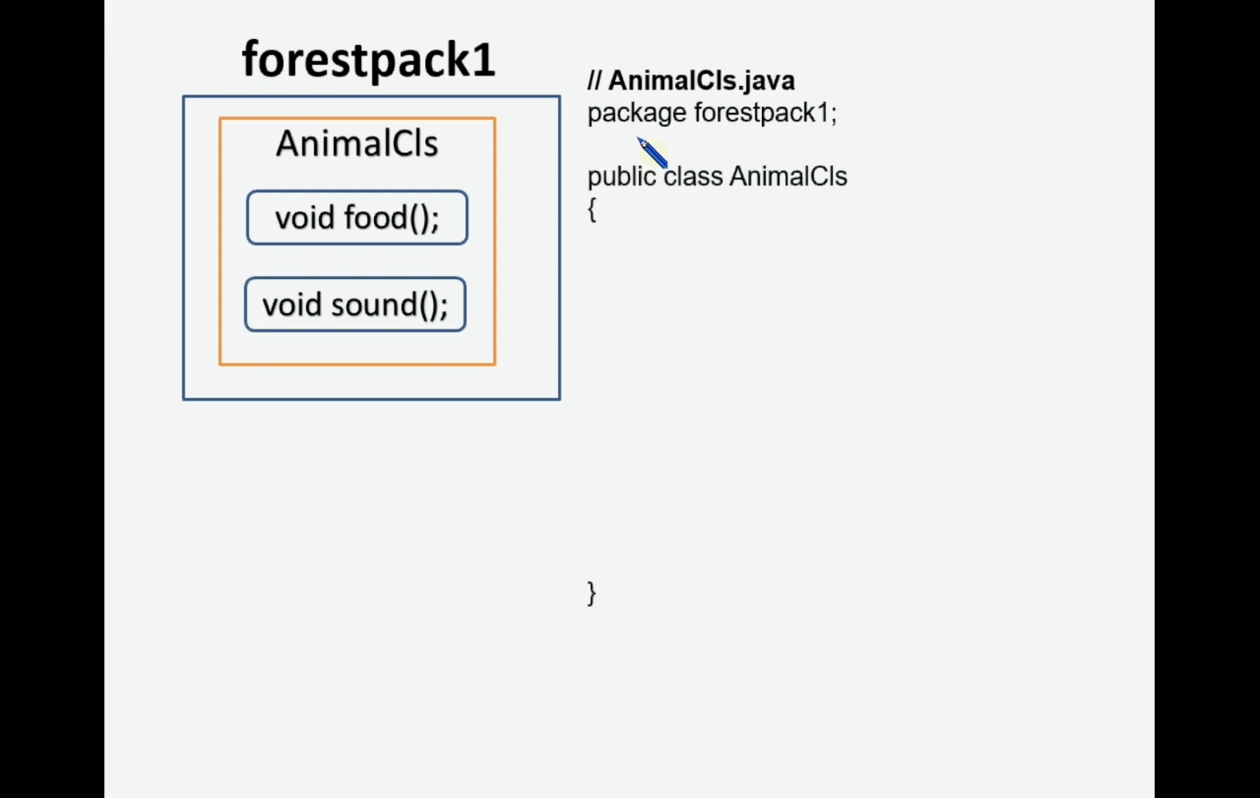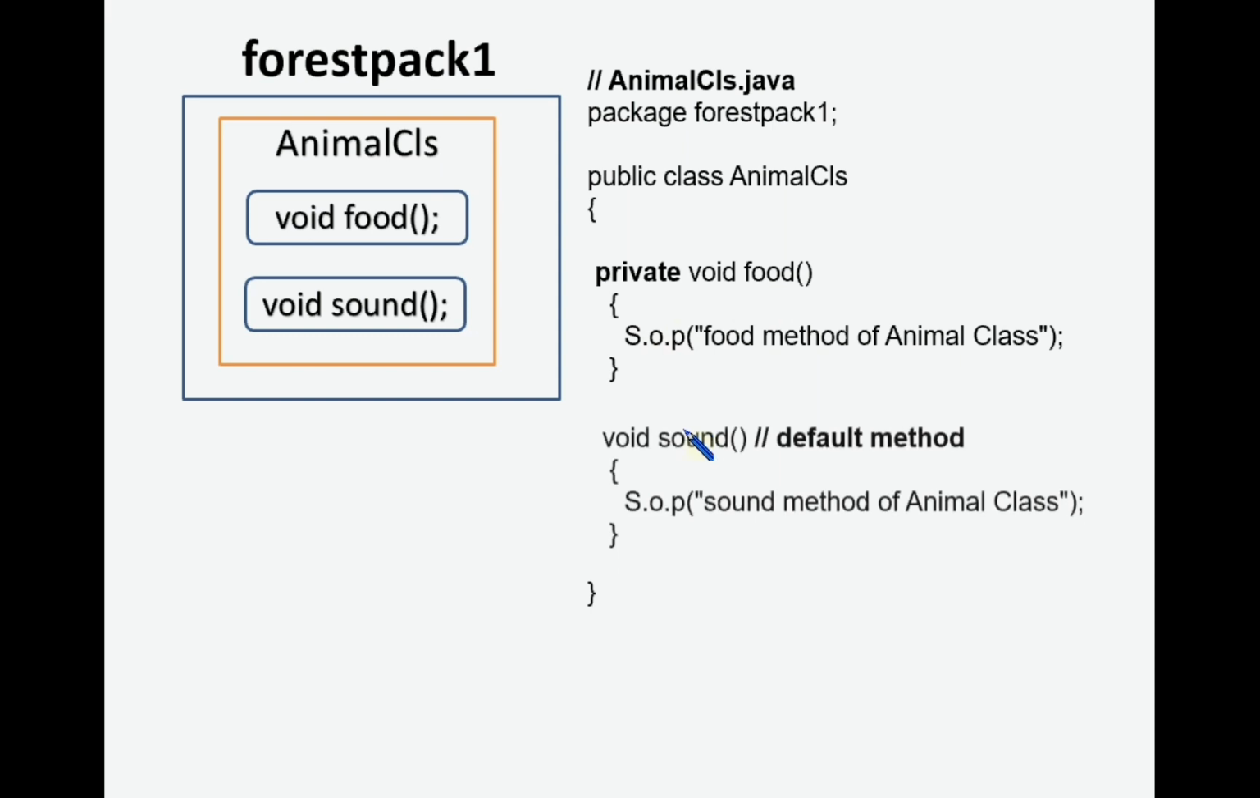Now inside this package we are creating the class animal class, which is a public class. Note it down: public class, class name, set of braces. Then inside this animal class, we are going to define our methods, namely food and sound. Note it down, here we are using the access specifier private. So private void food. Inside this, write system.out.println. Here we are simply displaying a message like this: food method of animal class.